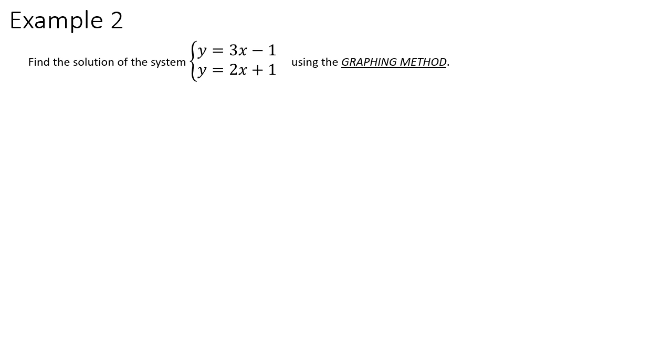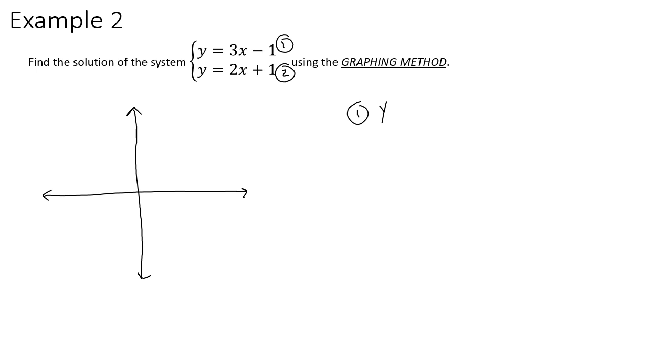There's 3 methods that we can use to solve or find the solution of a system of linear equations. The first method is called the graphing method. The graphing method requires that we graph each equation in the system. So for example, if I take the first equation, y equals 3x minus 1, it has a slope of 3, or 3 over 1.